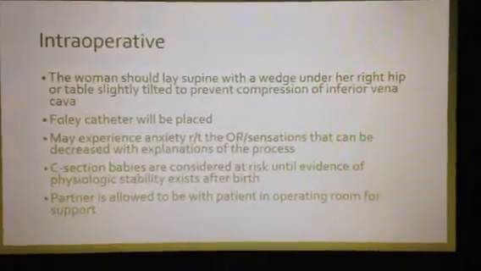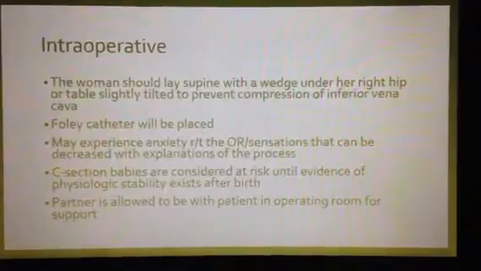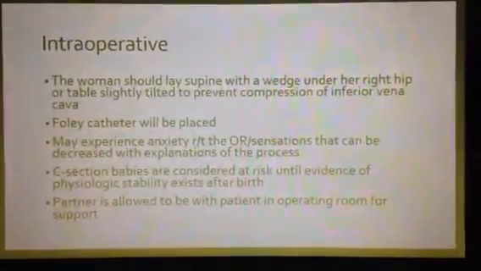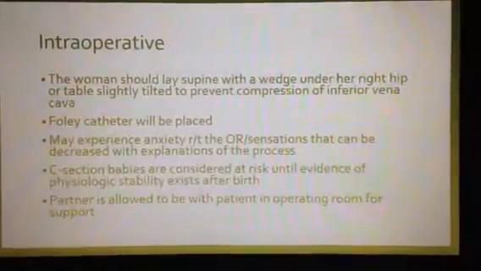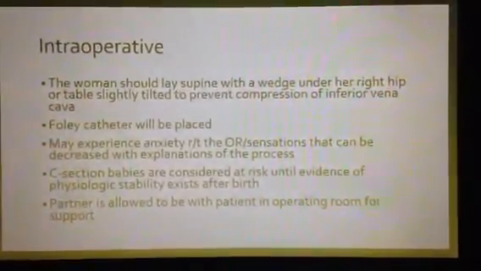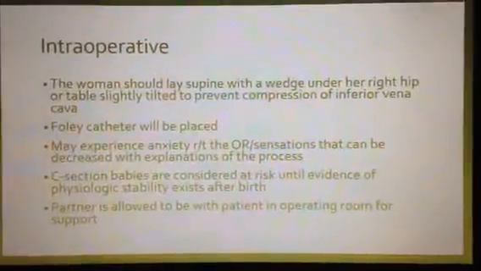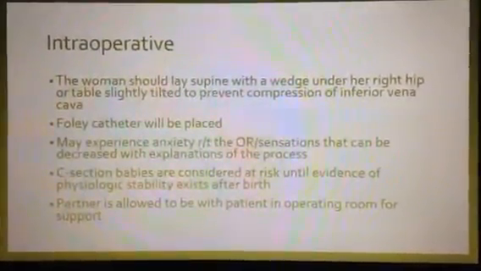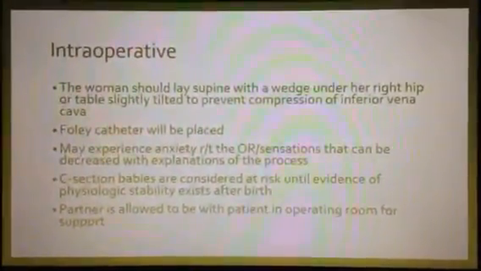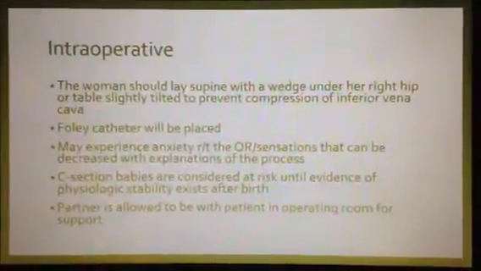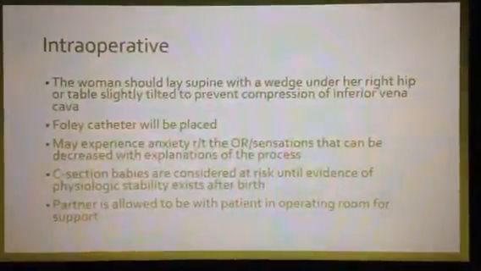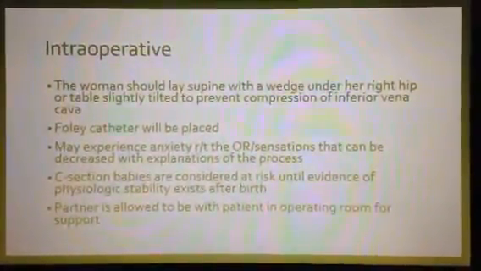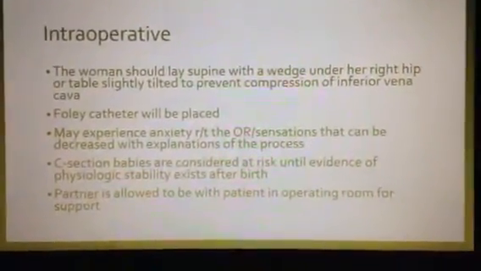A Foley catheter will either have been placed before or will be placed in the OR. And she might be experiencing some anxiety related to the procedure, so you just want to answer any questions she has and provide support. I read this in our textbook that C-section babies are considered at risk until evidence of stability exists after birth. And her partner is allowed in the operating room. They'll be at the front of the bed, just by the head of the bed, to provide support and comfort.